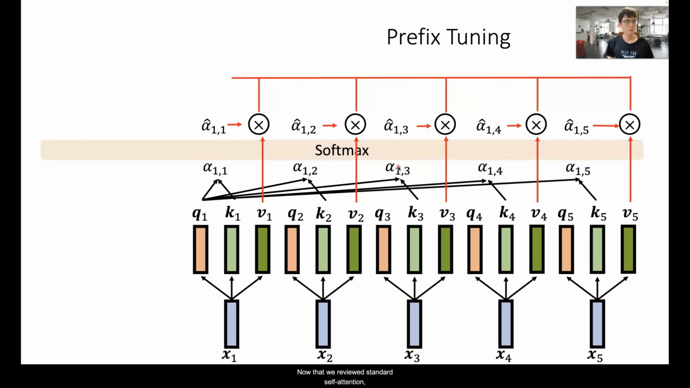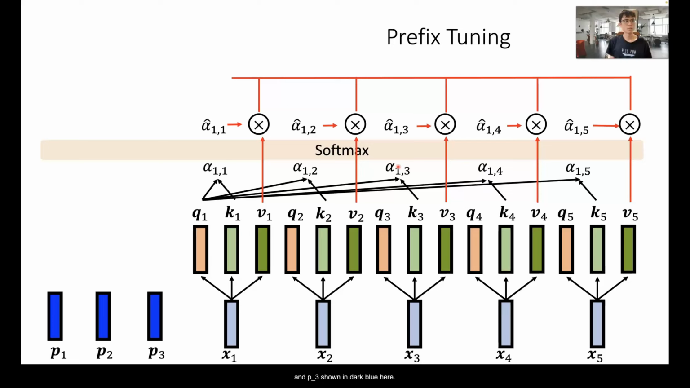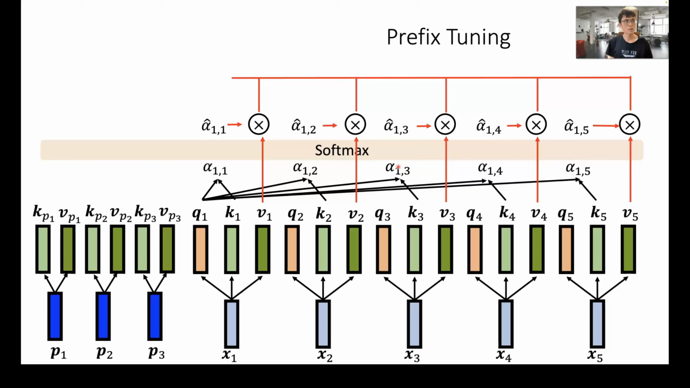Now that we have reviewed standard self-attention, we are ready to talk about prefix tuning. In prefix tuning, some vectors are prepended to the sequence in the self-attention layer, as P1, P2, and P3 shown in the dark blue here. These vectors P will also be projected to their corresponding key and value vectors. These prepended vectors and their key and value vectors are called the prefix. An important thing to note is the projection for the prefix is not the same as the projection of the original self-attention layer. They are newly initialized.